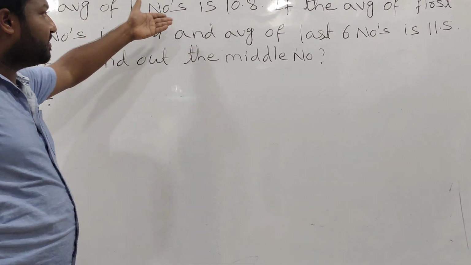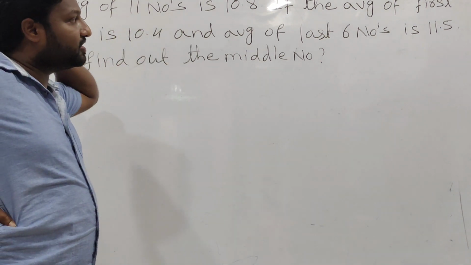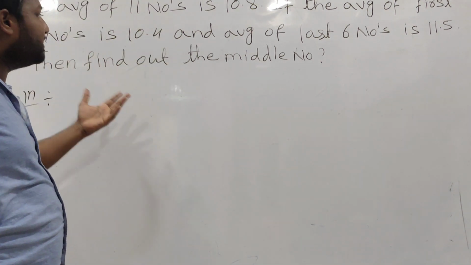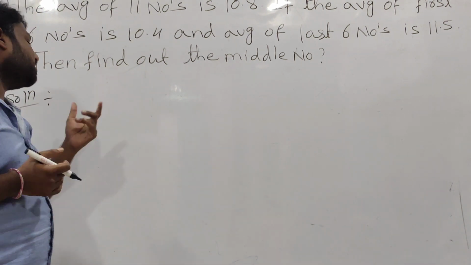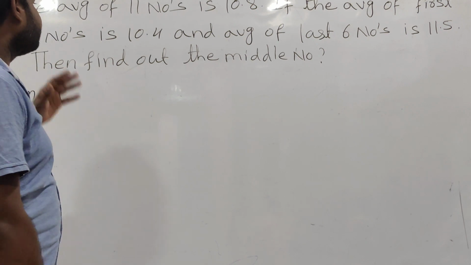Same problem. The average of 11 numbers is 10.8. The average of the first 6 numbers is 10.4, and the average of the last 6 numbers is 11.5. Then find the middle number. So I will tell you one more method. This method will be very useful. Directly you can write. See this.